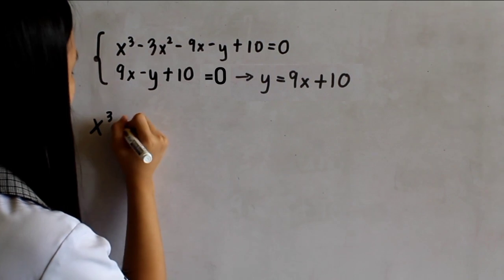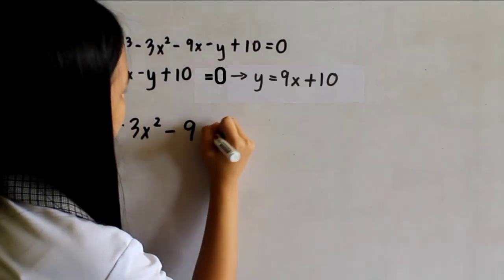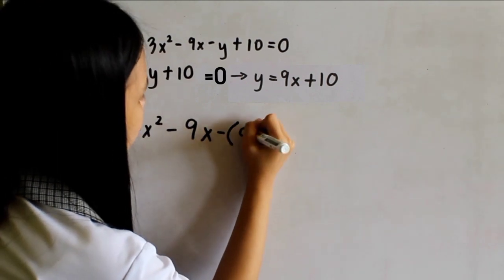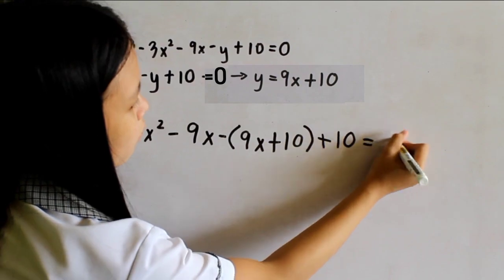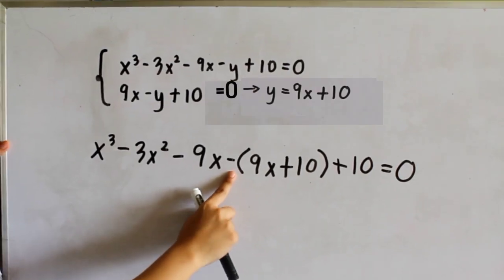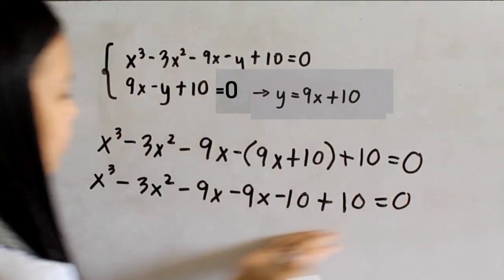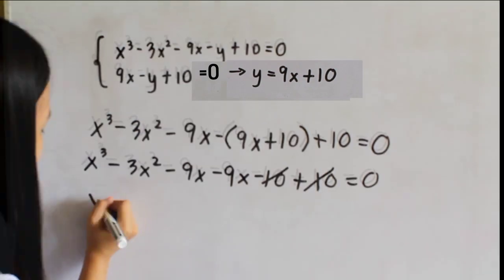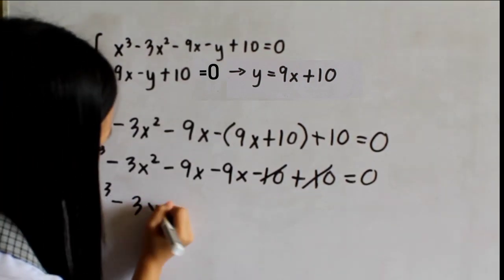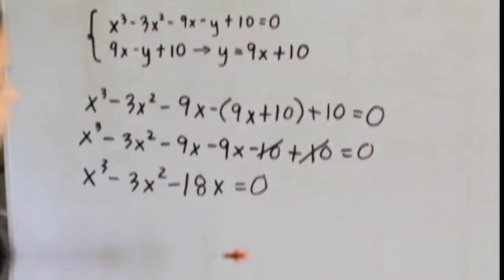It will become x cubed minus 3x squared minus 9x minus y. The value of y is 9x plus 10, equal to 0. Distribute the negative sign inside the parentheses. It will become like this. After that, combine like terms. It will become x cubed minus 3x squared minus 18x equal to 0.